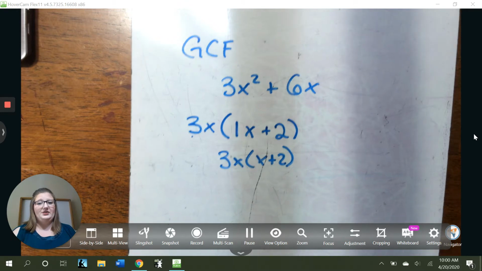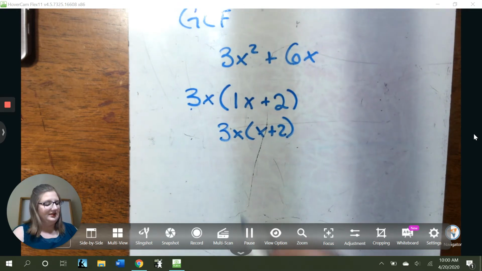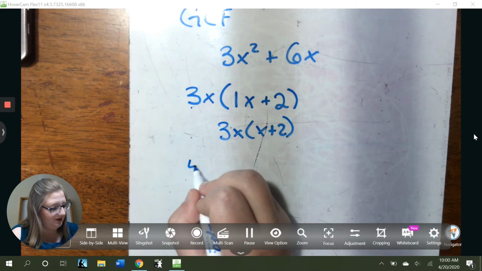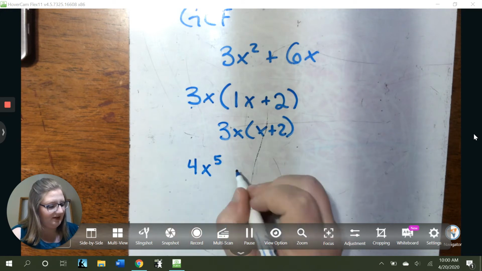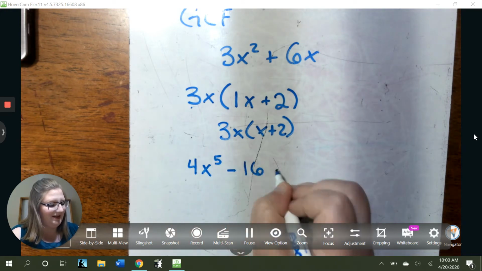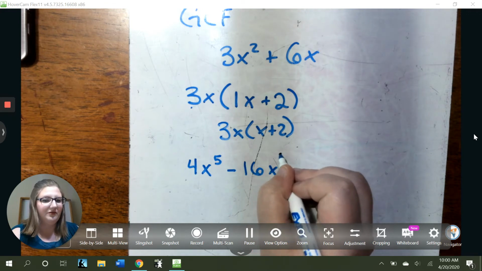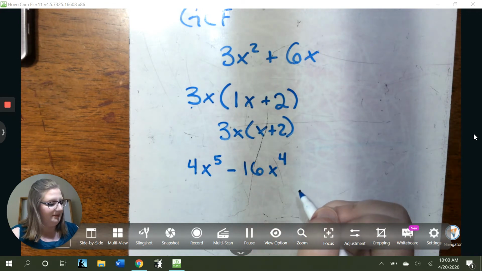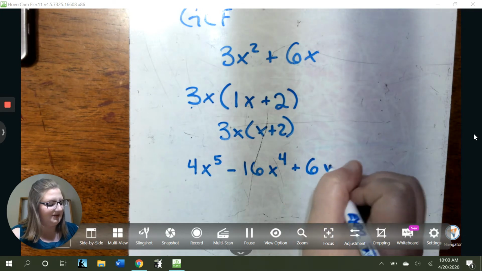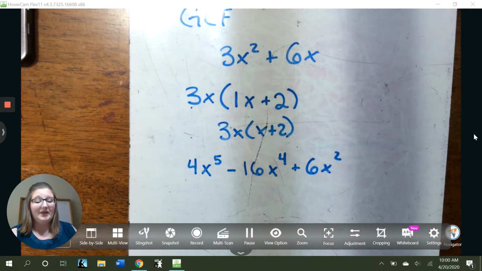Let's go ahead and look at a second example. Let's look at the problem 4x to the 5th minus 16x to the 4th plus 6x squared. All right, so we want to try and factor this expression using the greatest common factor. So we need to look at the largest number that all of these numbers are divisible by, and then we also want to look and see how many x's we could take out from each term. And we have to take out the same number from each term.